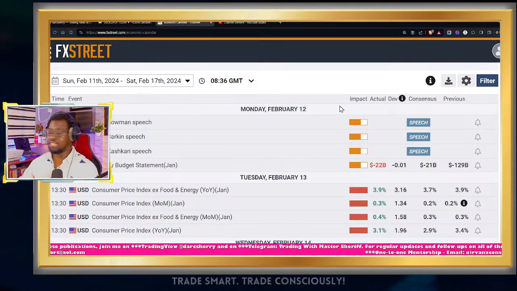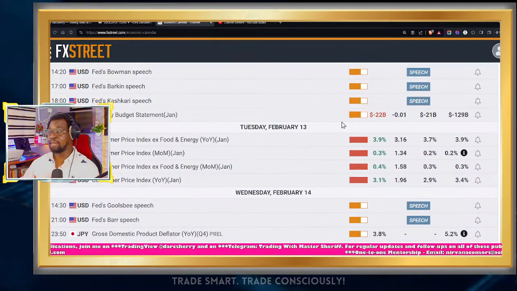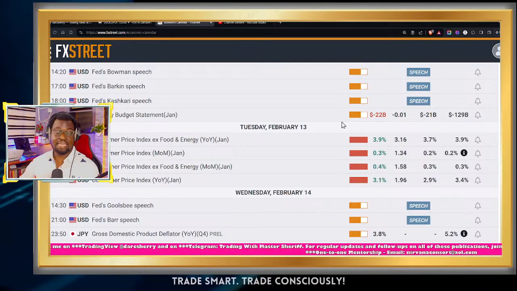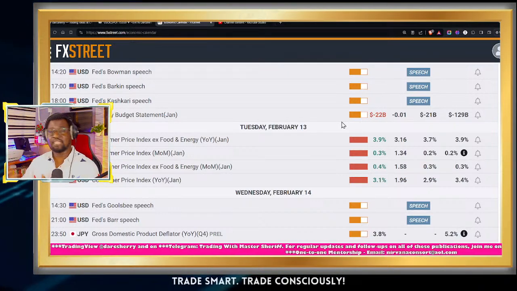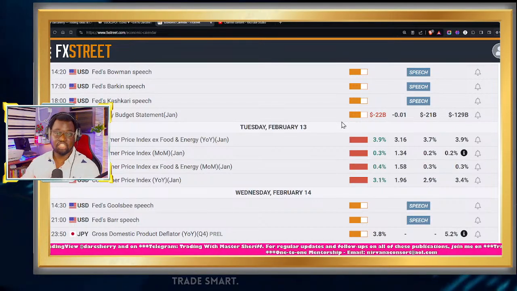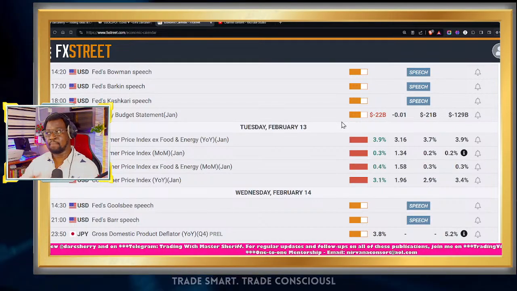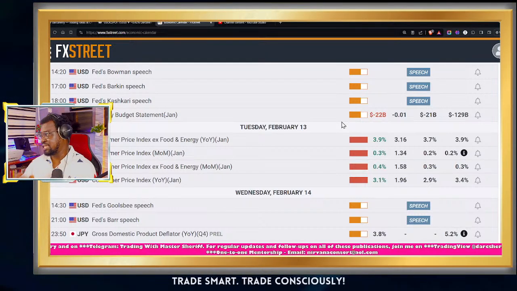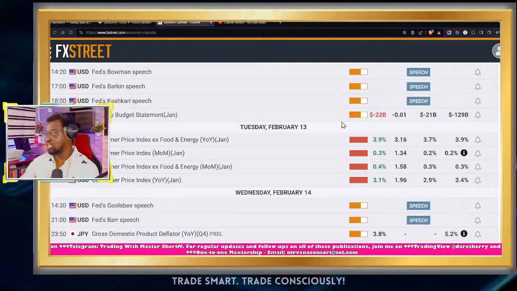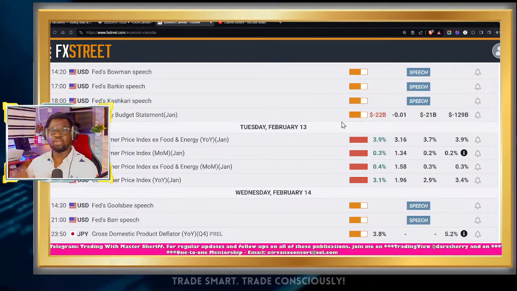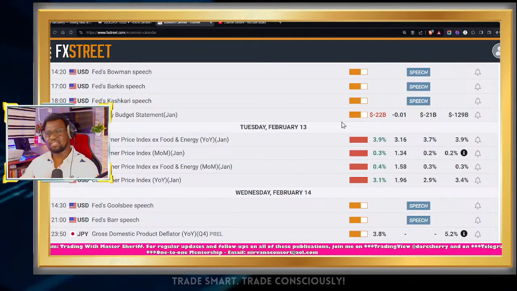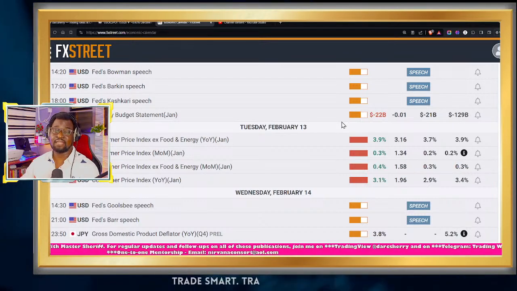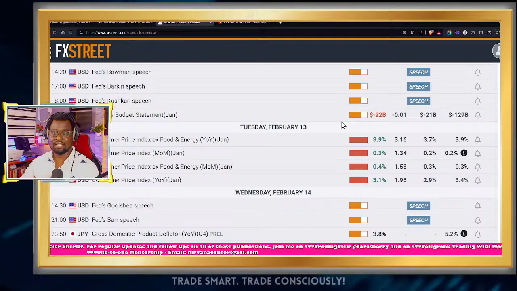Well, on Tuesday, February 13th, we had the Consumer Price Index, which was the most anticipated event for the week. And of course, it is considered an inflationary gauge into the pressure of inflation in the United States. It came in beyond expectations at 3.1%, giving us a positive deviation of 1.96 to further emphasize that inflation in the United States is high.